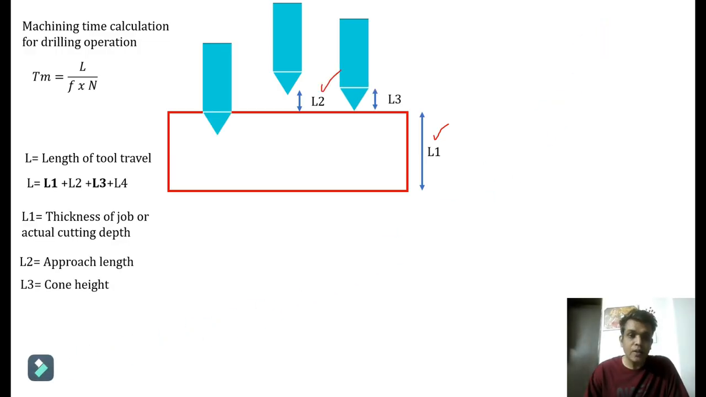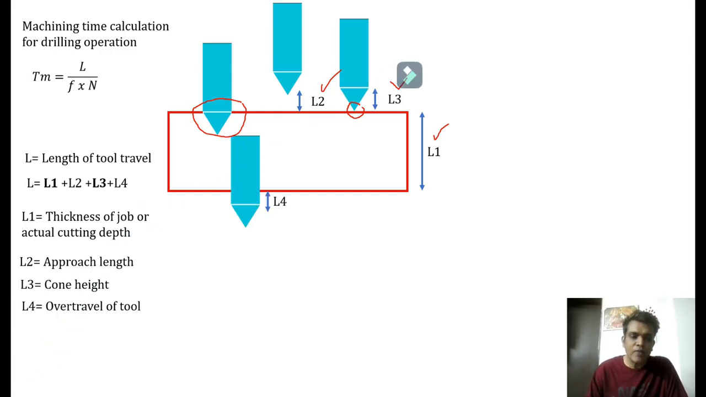Third is the cone height. Now here the tool has just touched the workpiece. The tool has not acquired the entire diameter onto the workpiece, right? So the tool has to travel a distance equal to L3, called cone height, as we see here. Then it has acquired the entire diameter onto the workpiece. And the last length is L4, the over travel of the tool. The tool will not stop at the last point. It will have a little over travel. So all these four lengths we have to consider to get the total tool travel length.